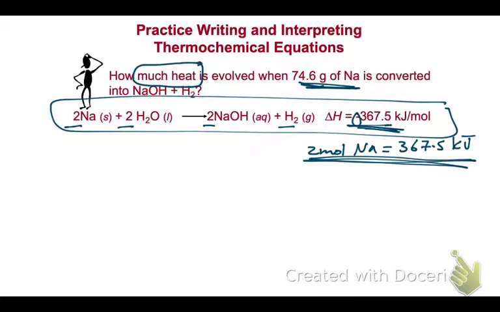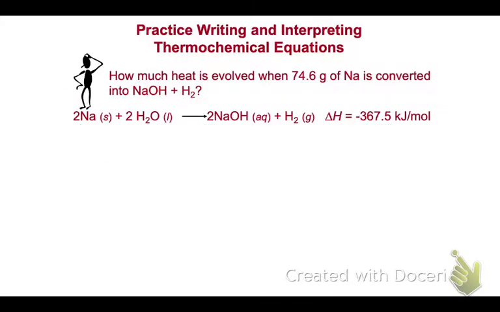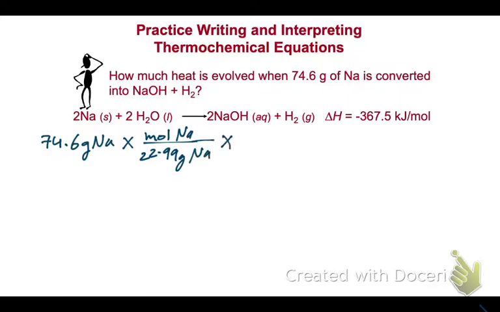So I have a relationship between moles and heat, but they gave me grams. So what I do is take 74.6 grams of sodium and multiply that by the atomic mass of sodium. So, 74.6 grams of sodium times 1 mole of sodium, which has an atomic mass of 22.99 grams of sodium.